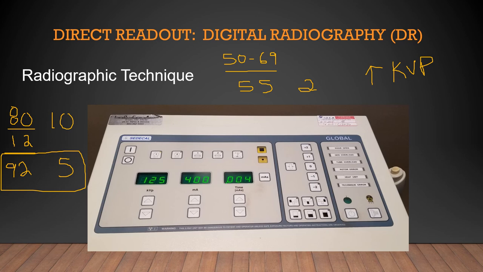The 15% rule means in order to maintain constant density, you increase the kVp by 15% and you cut the mAs in half. So if I am on CR or film screen, an X-ray that is taken at 80 kVp at 10 mAs should look the same on a DR system when it is at 92 kVp, 5 mAs. But DR likes higher kVp. So that's why you can use higher kVps for DR.